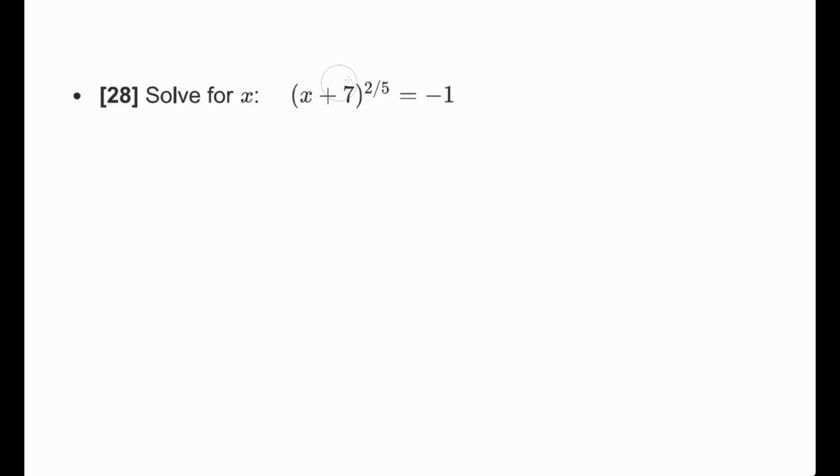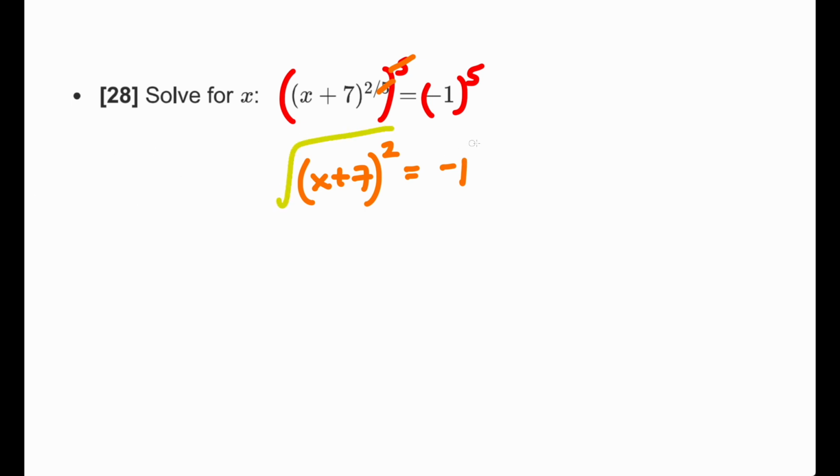Okay, same kind of thing. First thing is I'm going to raise both to the 5th power. Okay, that's going to cancel out this fraction here, and you're going to get x plus 7 squared is equal to negative 1 to the 5th power, which is negative 1. And then we hit a roadblock here, because now you're doing the square root of both sides, but you're doing the square root of a negative. Now that does have an imaginary answer, but a lot of times with these you just write no solution because it's the square root of a negative.